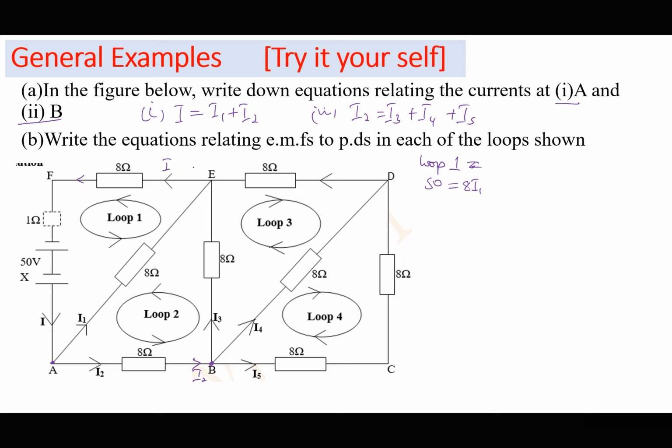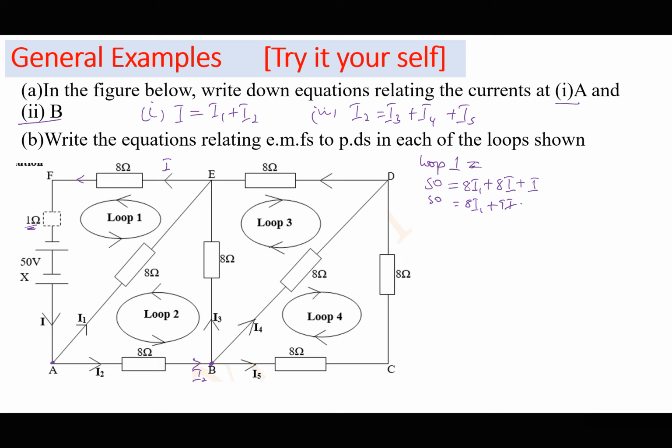This is still I, so this is going to be plus 8I. Then we have an internal resistor here, a small resistor which is 1 ohm, and the current through it is I. It is in the same direction as the loop, so it is going to be plus 1 times I, which is simply I. You can simplify this and say 50 equals 8I1 plus 9I.